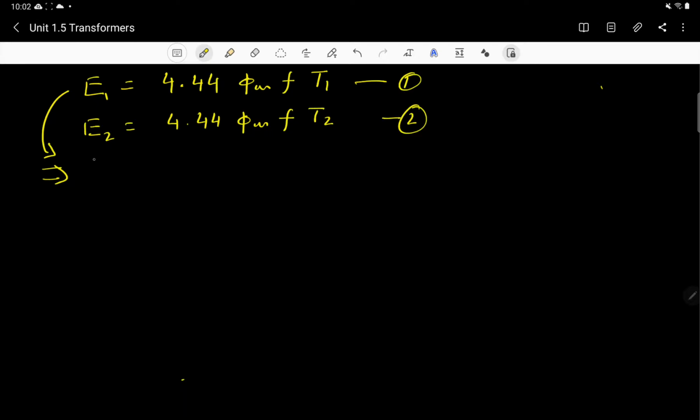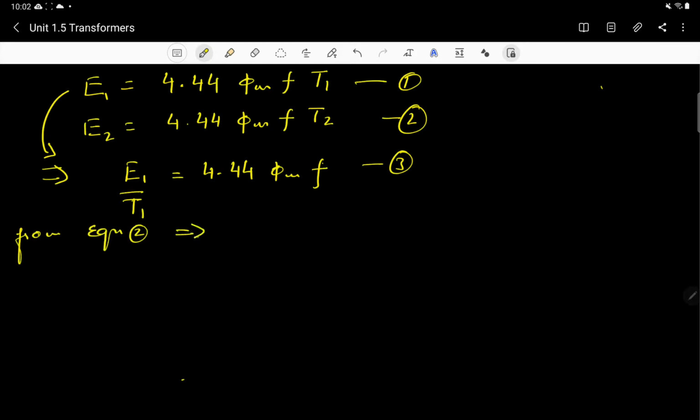Alright, so now let's see further from this equation, that is, let's consider equations 1 and 2. From equation number 1 we can conclude that E1 upon T1 equals 4.44 Φm into f. Alright, equation number 3. And similarly from equation number 2 we get E2 by T2 equals 4.44 Φm into f.